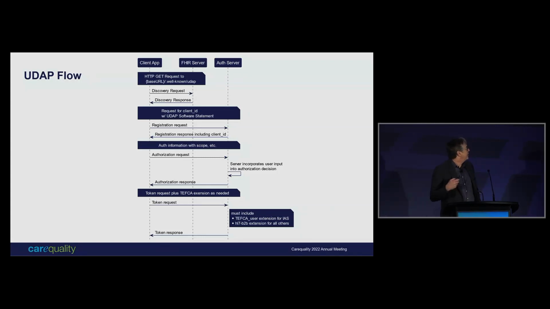Next step, you go through and issue a UDAP software statement. So that is a large bit of metadata saying who you are, who your organization is, why you should get a client ID. That information is interpreted once it's all got back, because you're going to use your Carequality information to say, hey, I'm doing this through Carequality, let me in. You get back a client ID.